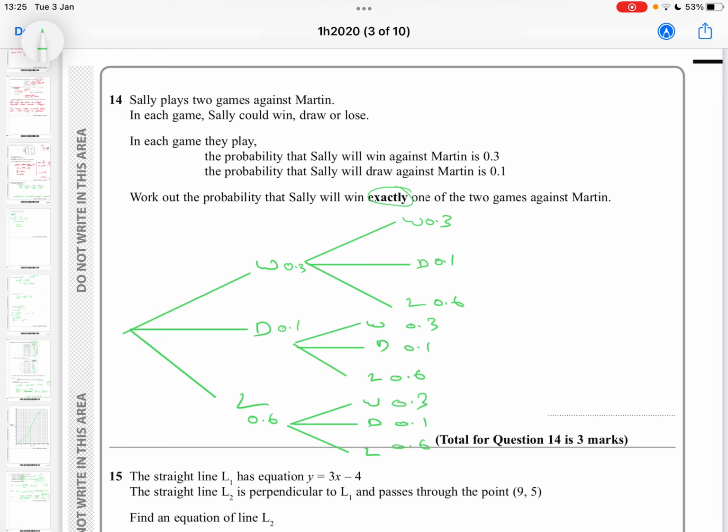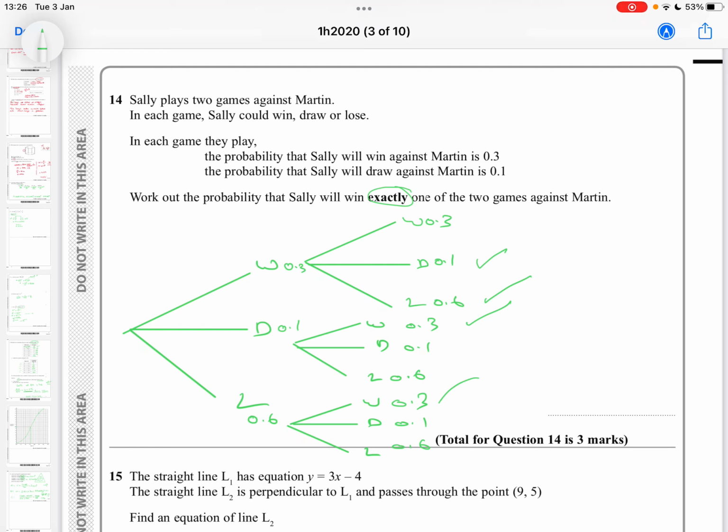She wins exactly 1. So she can win the first one and she can either draw or lose the second one. If she draws the first one, she has to win the second one. If she loses the first one, then she would have to win the second one. So there's 4 possible outcomes here. When we do probability, you just times them.